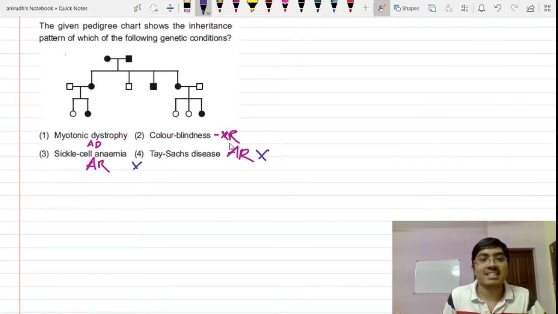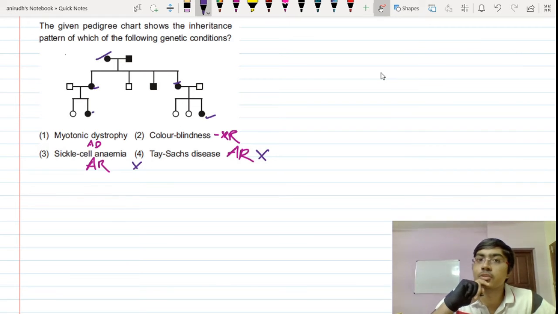Color blindness is X-linked recessive. Males are mostly affected, but females are carriers here. But see how many females are affected over here. This female is affected, this is affected, this is affected, she is also affected, she is also affected. Can this be an X-linked recessive disorder? No.